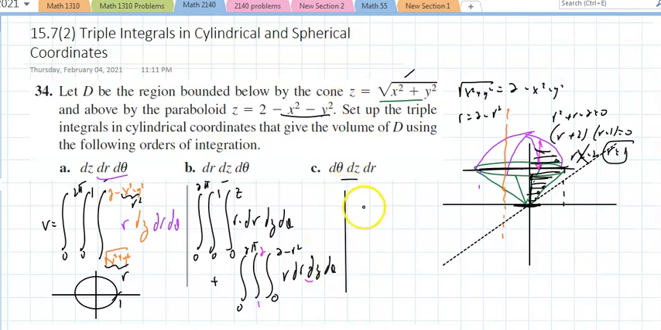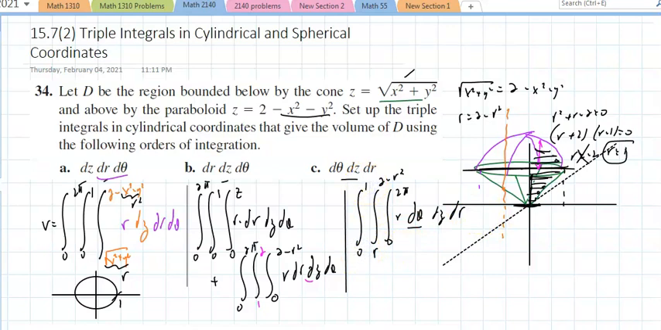And part C, if I'm running in terms of theta, well, theta is going to run from 0 to 2 pi regardless, because it's going to run all around. r dz dr, well, z is going to run from r to 2 minus r squared. Z runs from the bottom to the top, and r will run from 0 to 1.